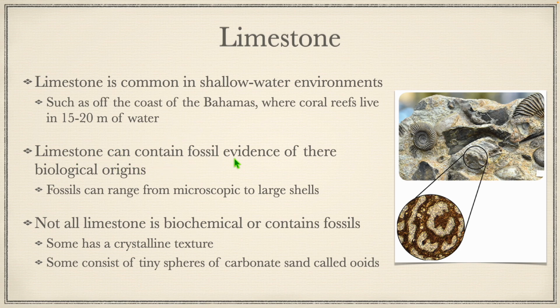Limestone can contain fossil evidence of its biological origins, such as shells here. Fossils can range from microscopic to very large shells that are visible without a microscope. Not all limestone is biochemical or contains fossils. Some limestone has a crystalline texture. Some consist of tiny spheres of carbonate sand called ooids.